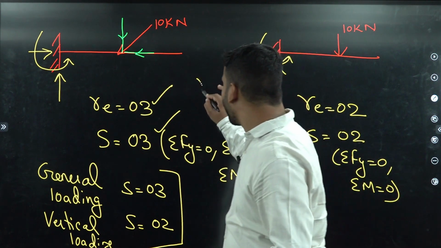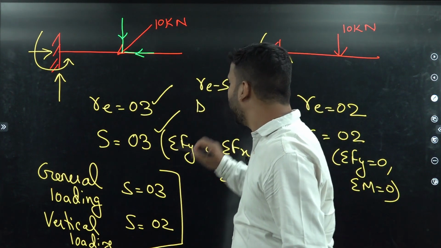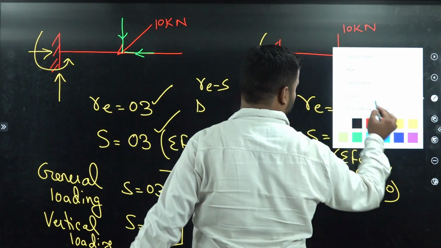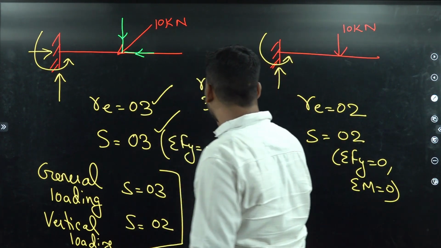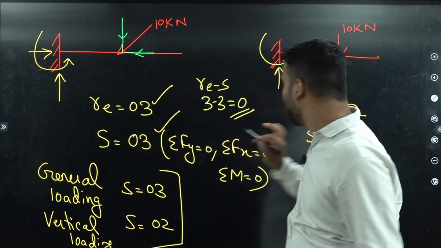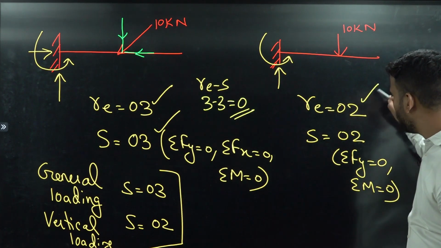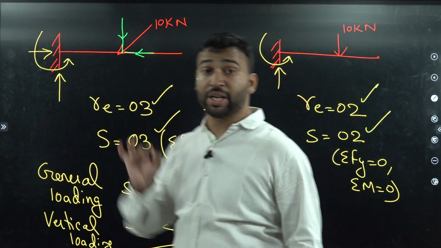So if we just subtract Re minus S, then this becomes 3 minus 3, which is equal to 0. So this is a determinate structure. Here we will have two unknowns and two equations, again 2 minus 2 equals 0. This is also a determinate structure.